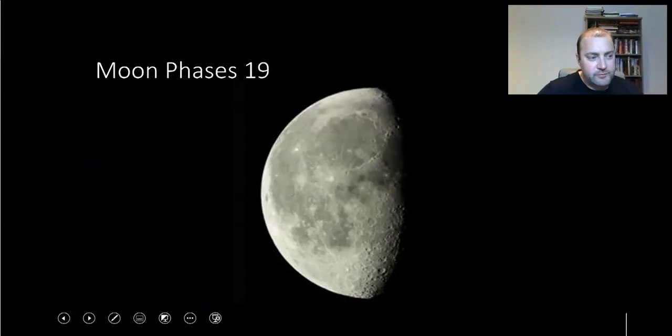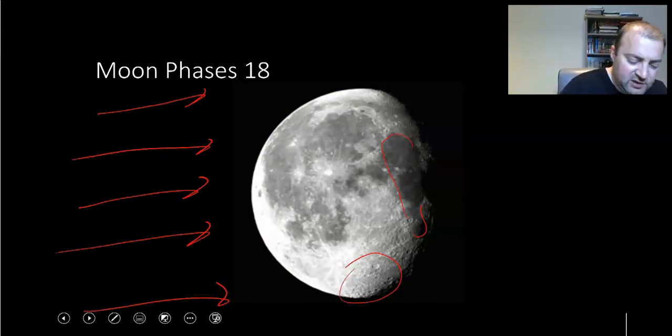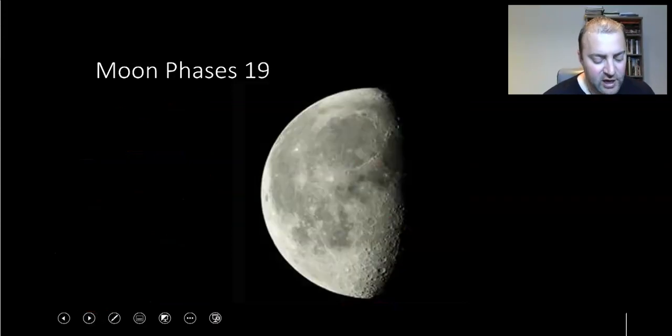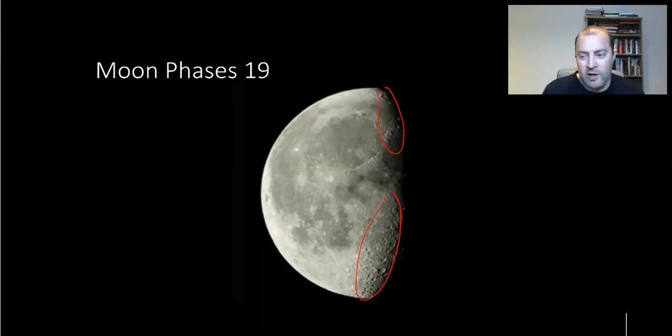All right. So this is day 19, a bit of a color shift. What I noticed about this one is it doesn't seem as detailed as the previous ones. Like even around here, we had some pretty nice details around those craters. That detail seems a little bit washed out in this picture. Not entirely sure why, but that is something worth noting. Now we definitely have some very good views of the craters right along that spot where the light gives way to the darkness.